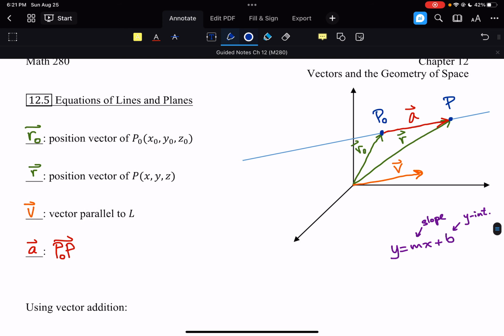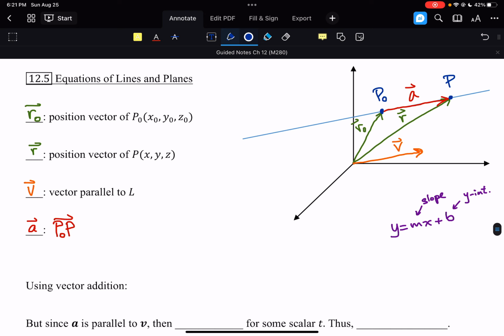Now, how do we use this to develop the equation of the line? Well, we can use vector addition. So if we start with r, the vector r starts at the origin and ends at p, like that. Notice if we take r0 plus a, they start at the origin and end at p, just like r does. So r, we can say, is equal to r0 plus a.